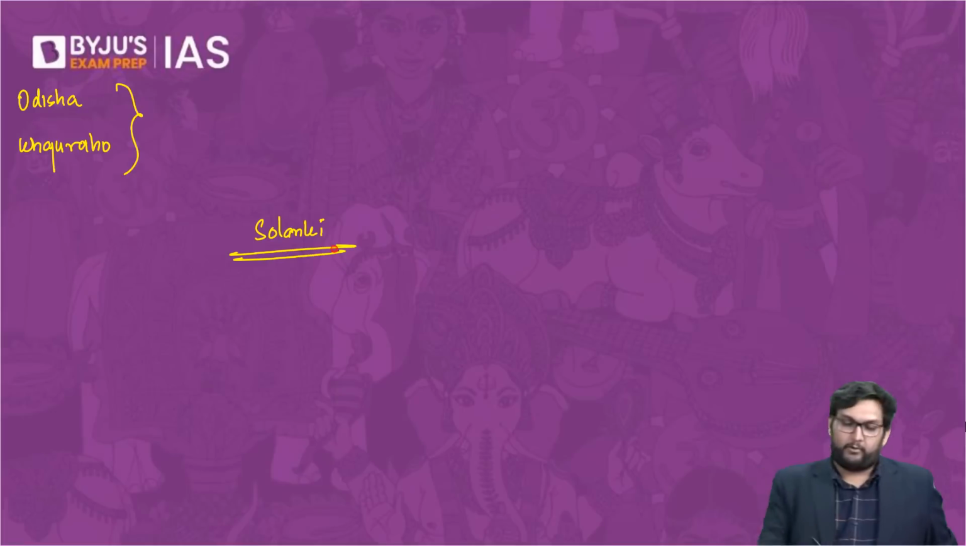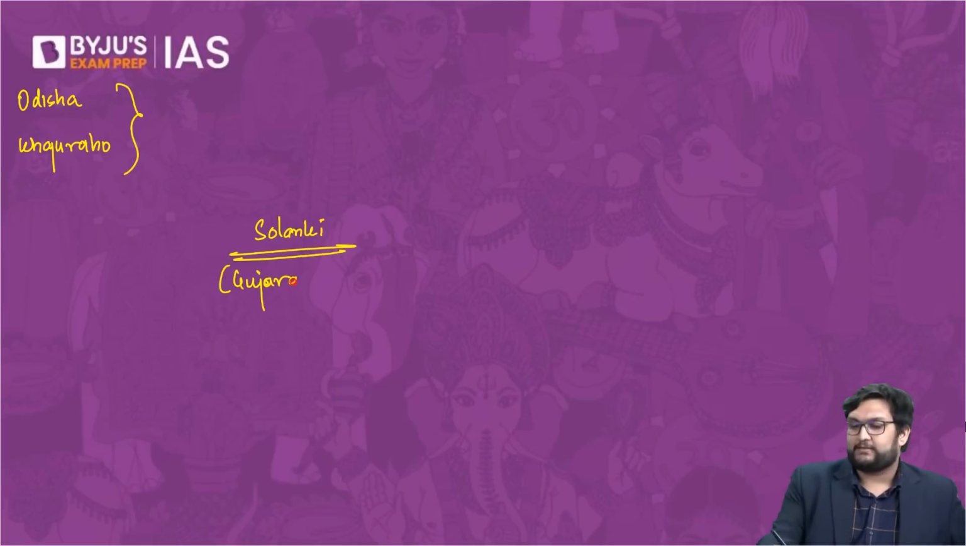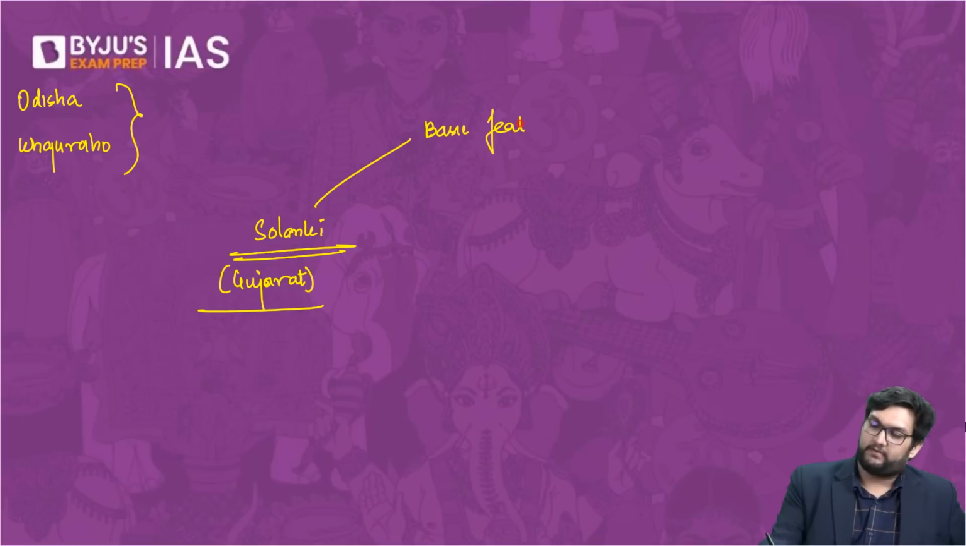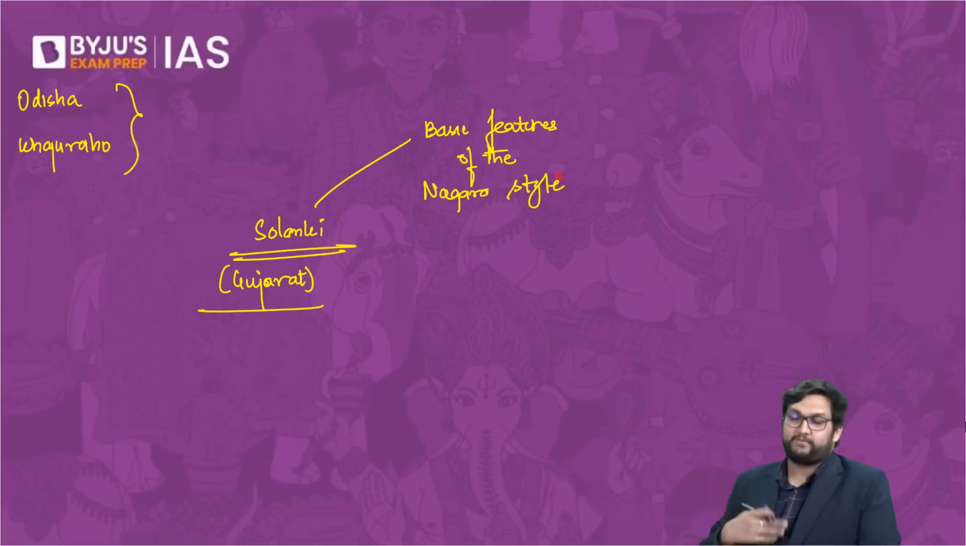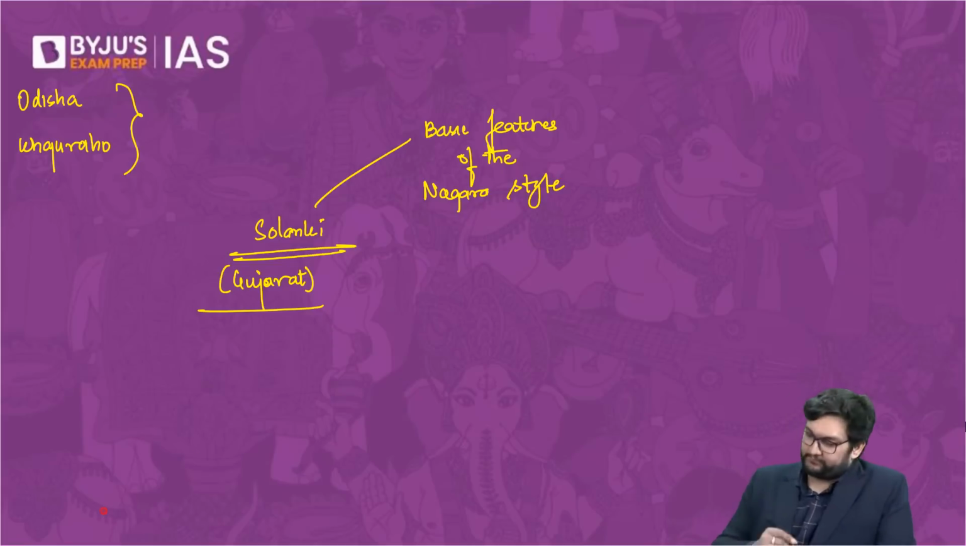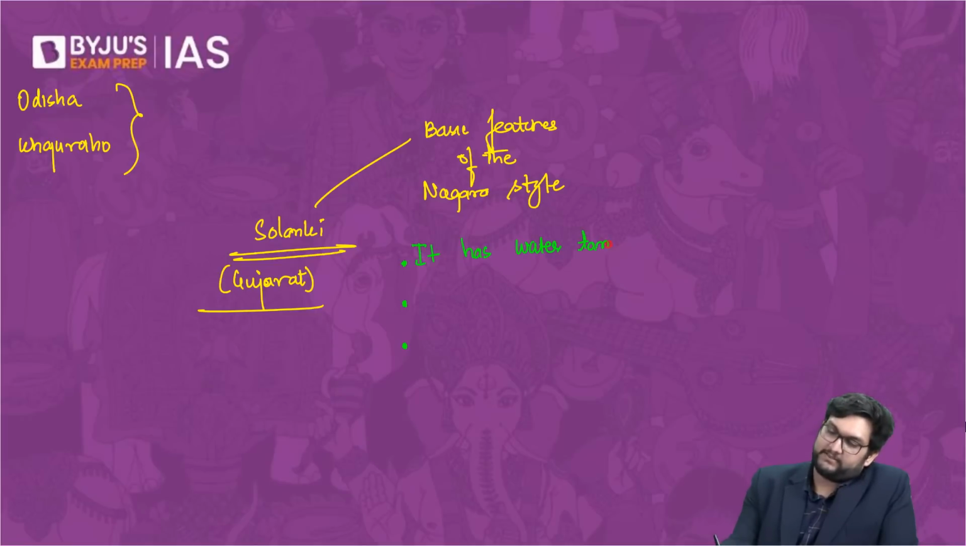Solanki is popular in the Gujarat sector. It also has basic features of the Nagara style, but its exceptions are quite big. It has a water tank, which is called step wells.